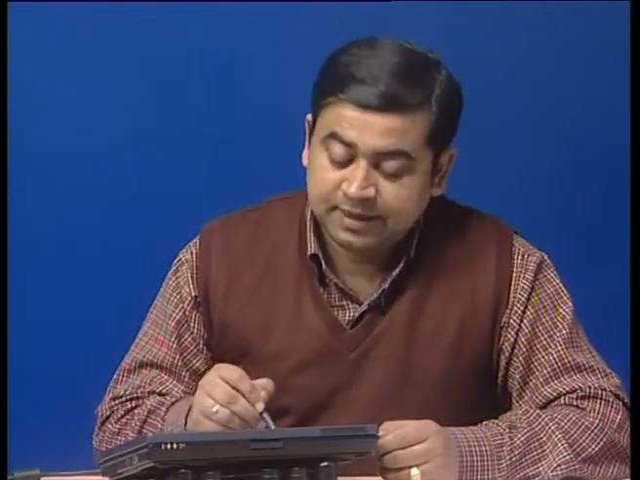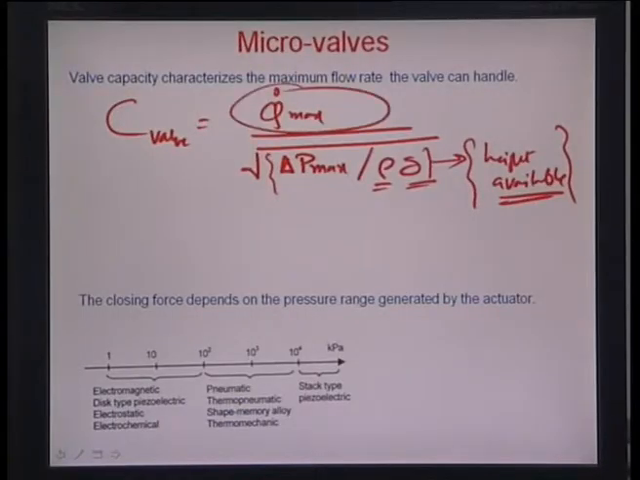So therefore valve capacity C, let us say, of the valve is defined as Q star maximum, the maximum flow rate, divided by root of delta P maximum, which is the pressure difference across the valve, divided by rho G. Rho is the density, G is the acceleration due to gravity. So this really is an indication of the pressure height available, causing the pressure gradient. The ratio between the maximum flow rate and the root of this available height is what defines the capacity of the valve.